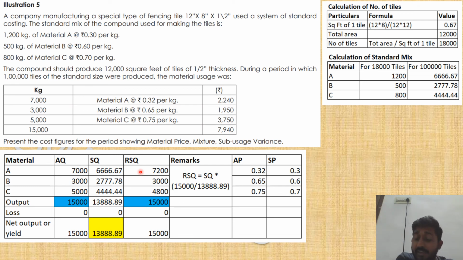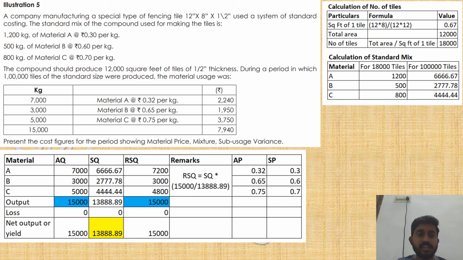In all our previous problems, we first found the revised standard quantity and then calculated the standard quantity. But in this problem, we find the standard quantity and then apply the formula to calculate the revised standard quantity. Now you know all the actual quantity, standard quantity and revised standard quantity. The actual price is given in the question: 0.32, 0.65 and 0.75. The standard price is also given in the question here.